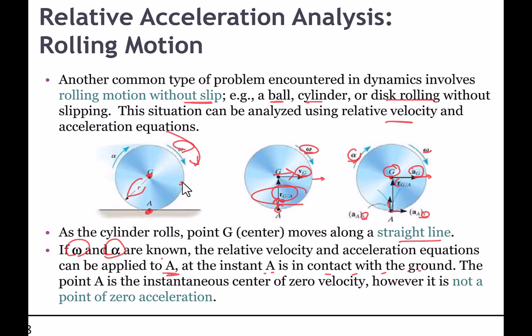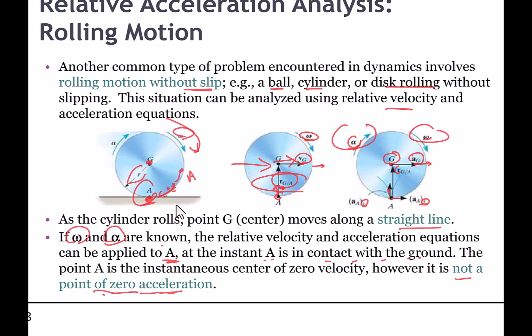In many of the problems you see that A moves here and there, then it reaches the ground and they say at this point, and give you values for these. At this point, what is the angular acceleration? What is the acceleration of point G and all that? However, this is not a point of zero acceleration. As we rotate, it can't be. In rotation there is no zero acceleration.